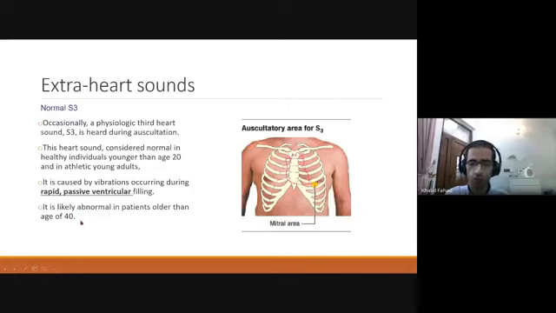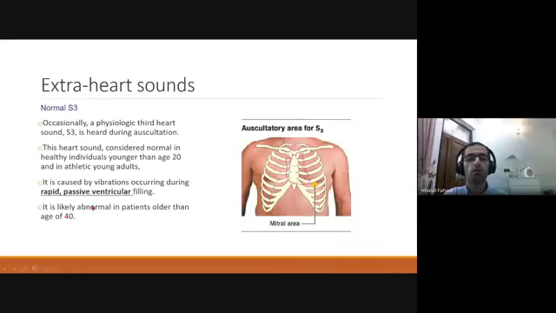A very important note: it is abnormal in patients older than the age of 40. So if you hear the sound in a patient older than the age of 40, even an athlete, you should regard it as abnormal until proven otherwise. Clear, students? You should regard it as abnormal at or above the age of 40.